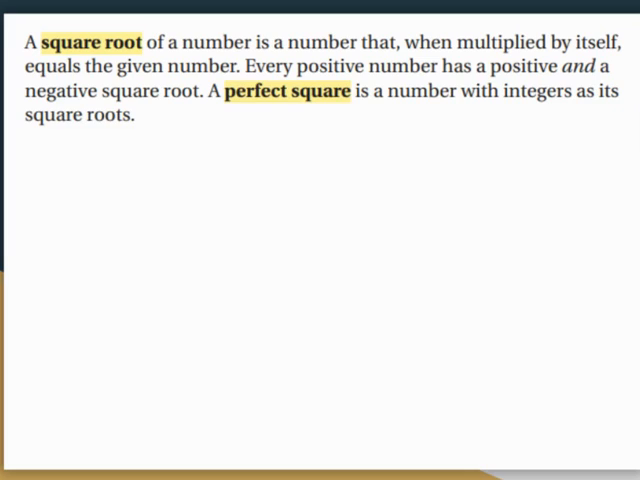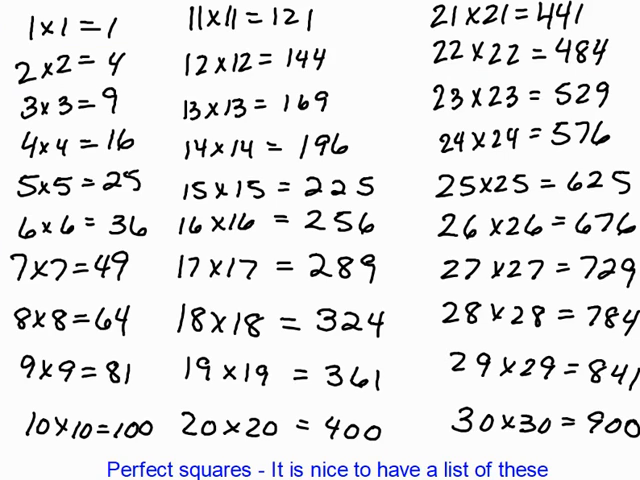Every positive number has a positive and a negative square root, and a perfect square is a number with an integer as its square root. So, if you look at these numbers, 1 times 1 is 1. This is a perfect square. The square root of 1 is 1. 2 times 2 is 4. The square root of 4 is 2. So this number 4 is a perfect square. This is a list of perfect squares, and we can go down and look through all of these, and they will be helpful when solving problems, which I will show you in a minute.